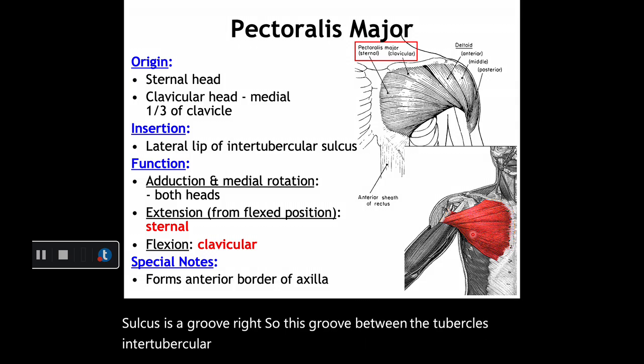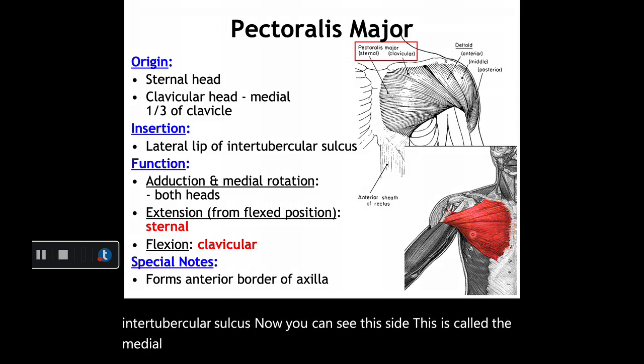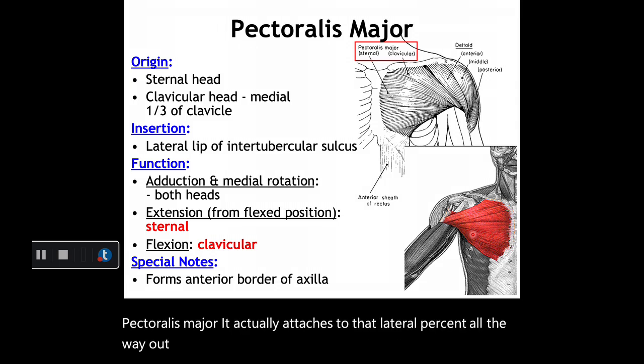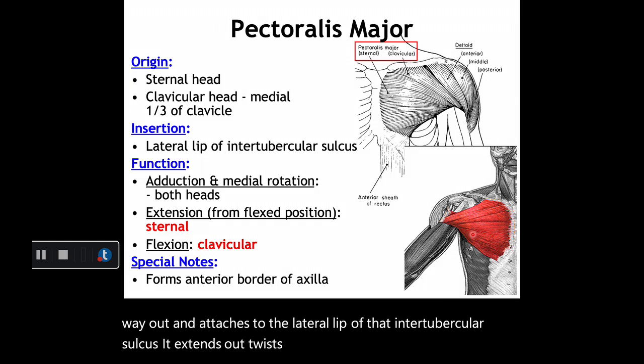Now you can see on this side is the medial lip of that sulcus, and on the other side is the lateral lip of that intertubercular sulcus. Pectoralis major extends all the way out and attaches to the lateral lip of that intertubercular sulcus. It extends out, twists around itself, and then attaches, for full disclosure.